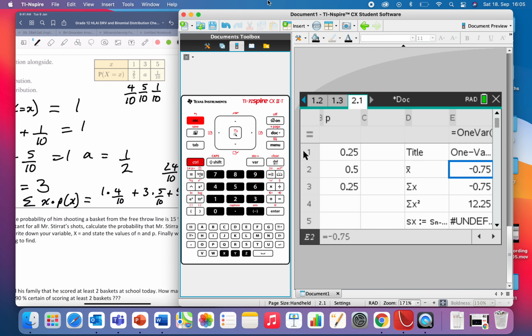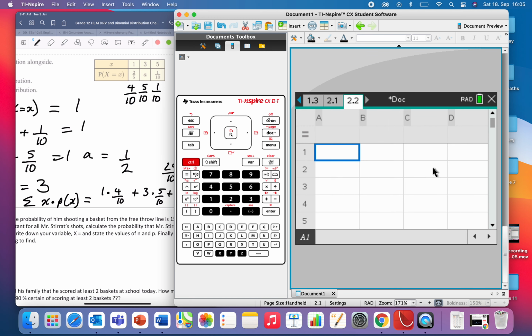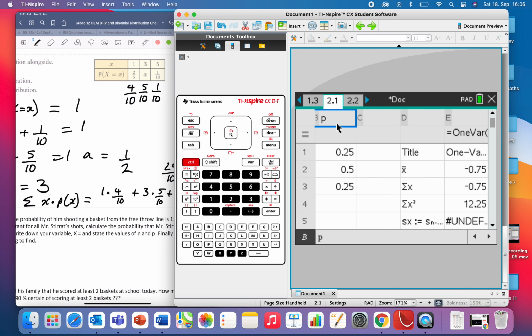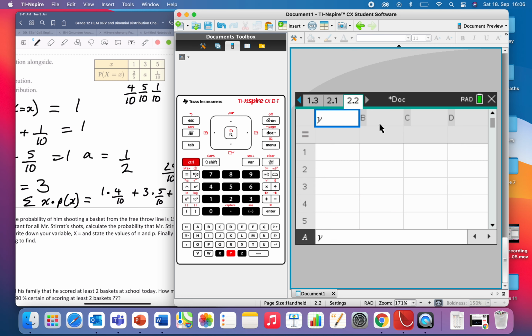Here, I'll insert another spreadsheet on the same problem set. I won't call it X and P because I've already got X and P here. I'll just call it Y and F. This will be 1, 3, 5. This will be 2/5. Notice you can write it as a fraction here. This is 5/10. You could write it as a decimal if you want.